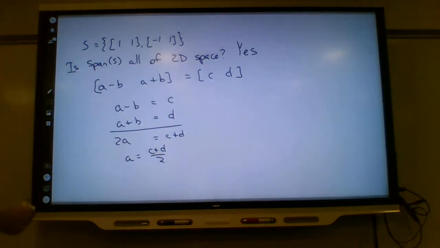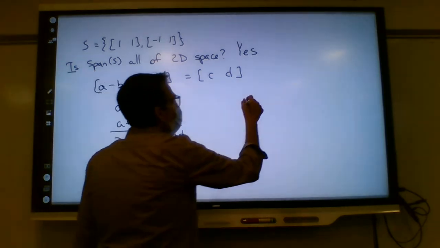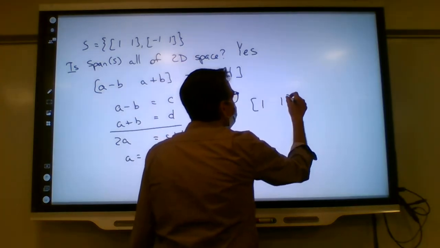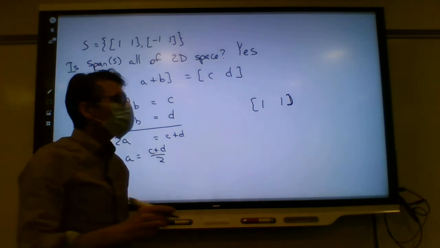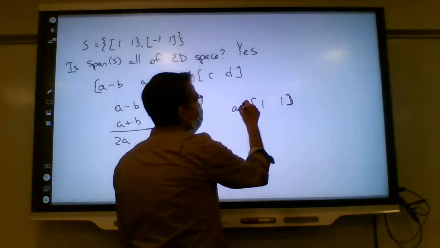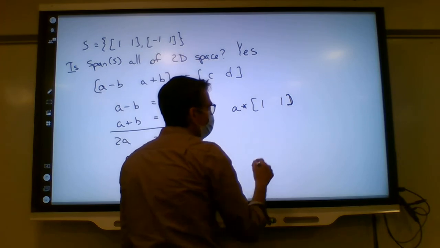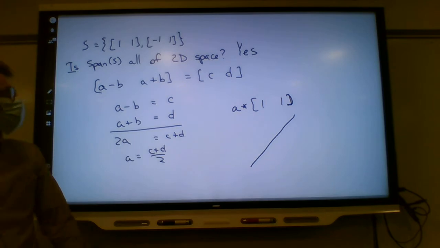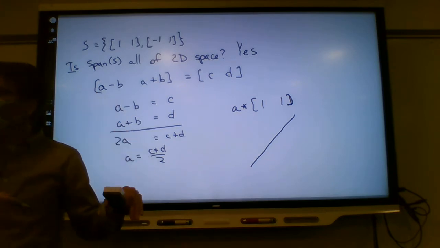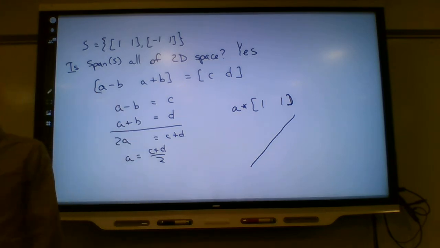with those two pieces? What if you take one of them away? Can we build everything with just one of the pieces? What if we had just 1, 1? What can we build with just 1, 1? Right? With just 1, 1 multiplying by a number, we can just build that one line. With just negative 1, 1, we can just build the other line. But with both of them together, what can we build? All of two-dimensional space. All right?